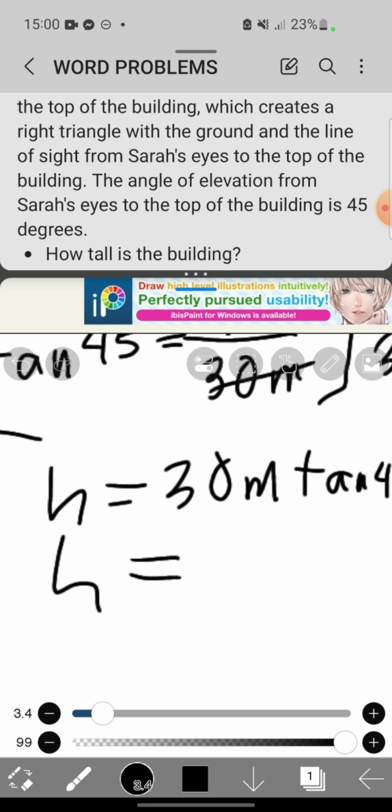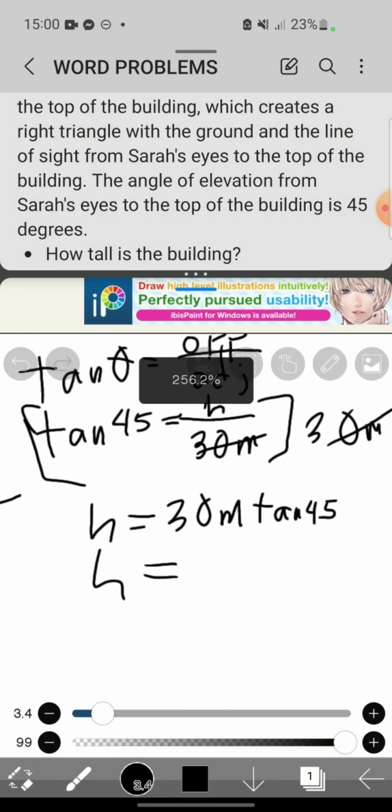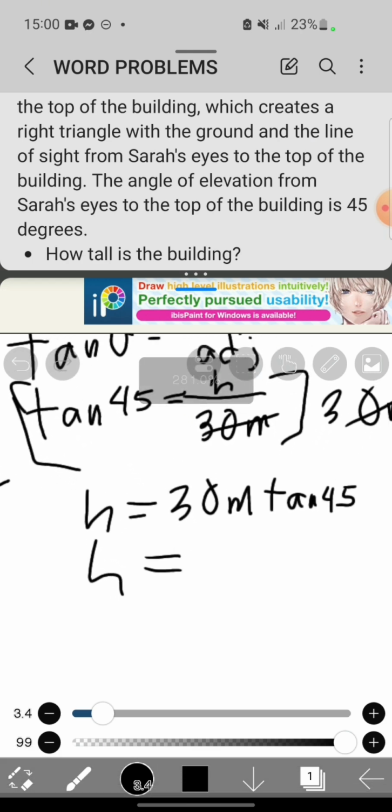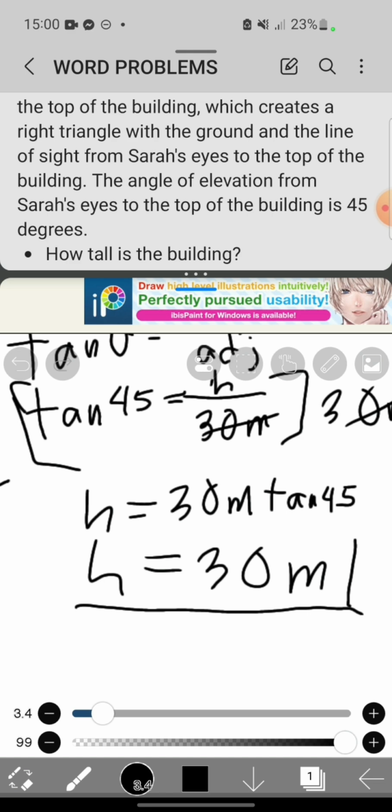Tan 45. So the answer for our height is 30 meters. This is the answer for the first question.